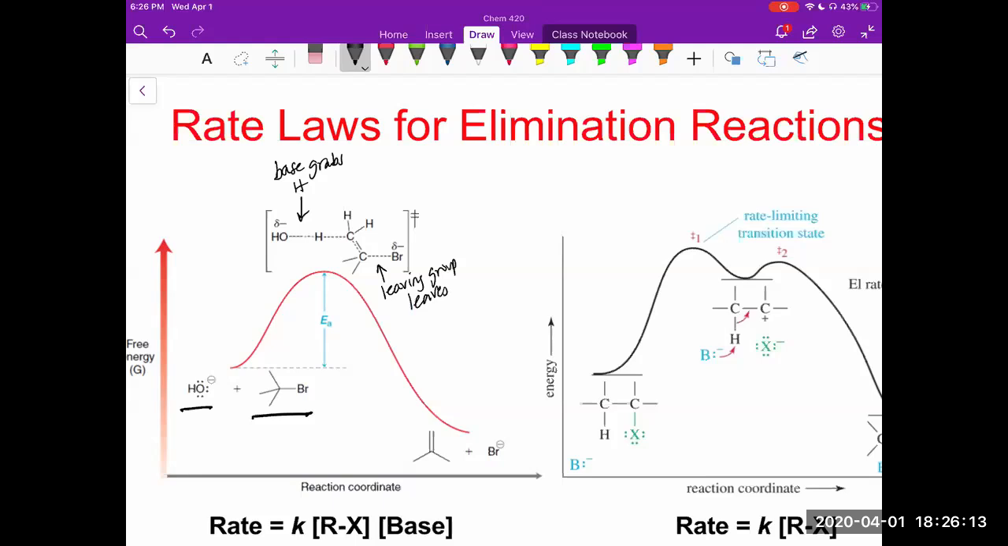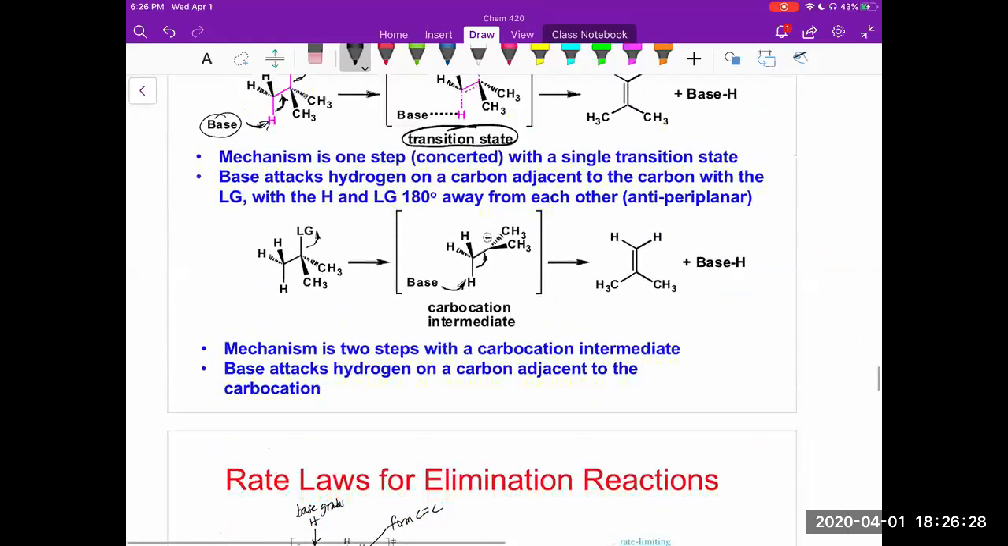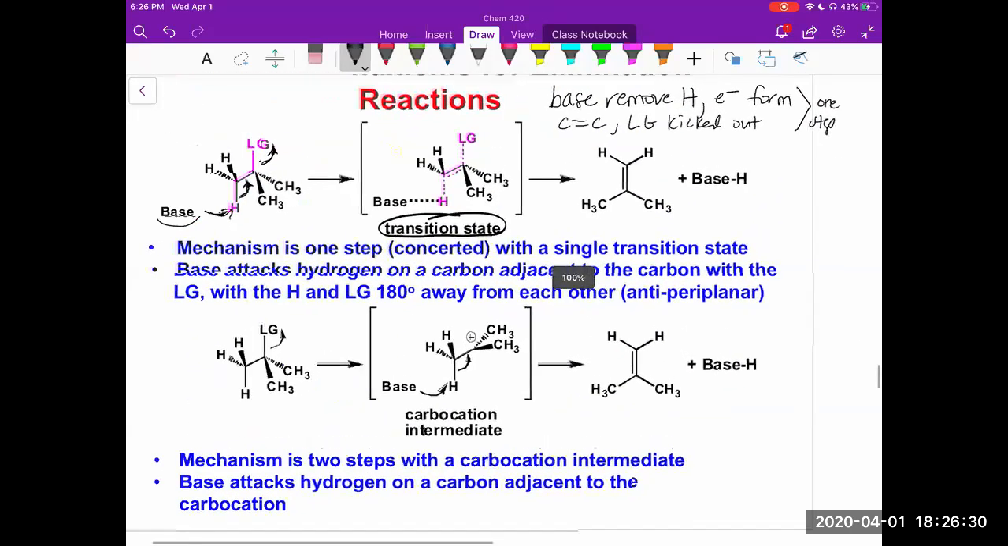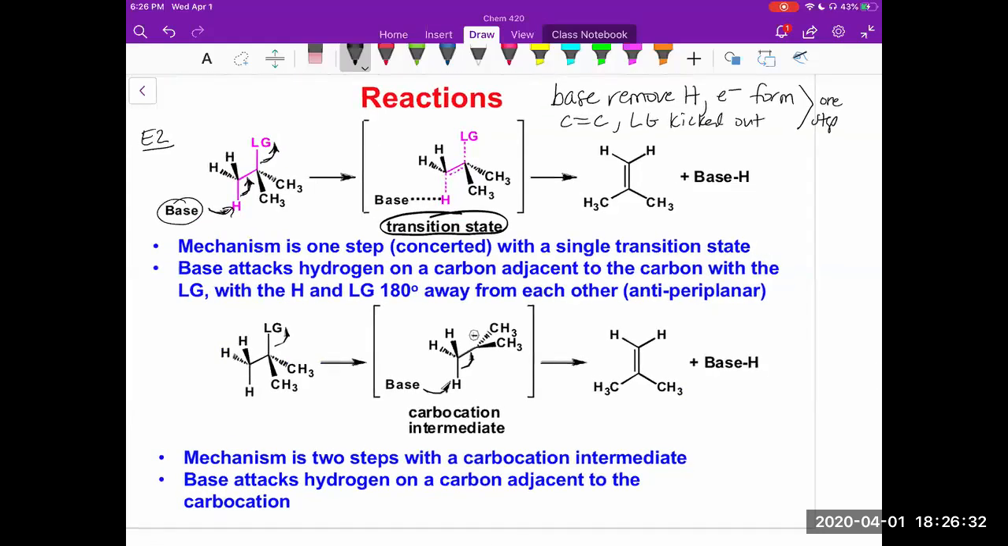And as part of that process, I'm starting to form the C double bond C. And so you can see it occurs just in one step. Very SN2-like. Okay, some particulars about it, and we'll take a look at these in a little more detail in the next few slides.